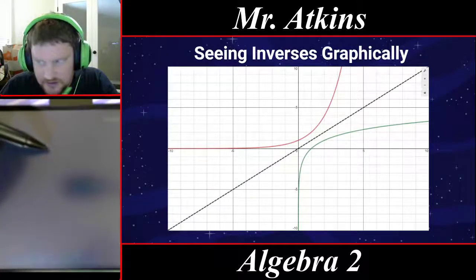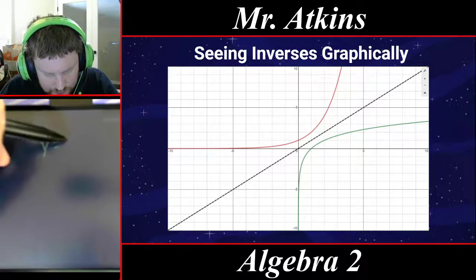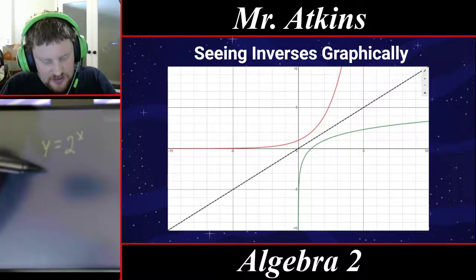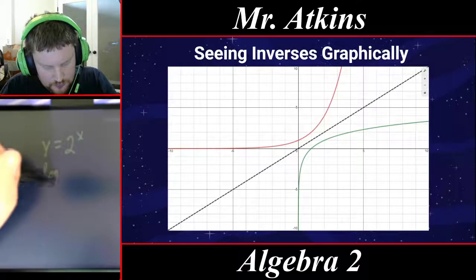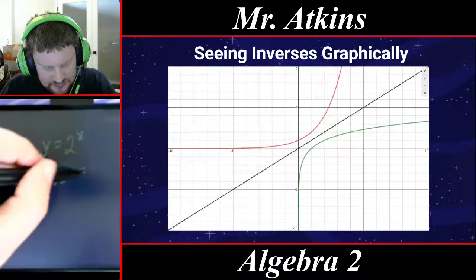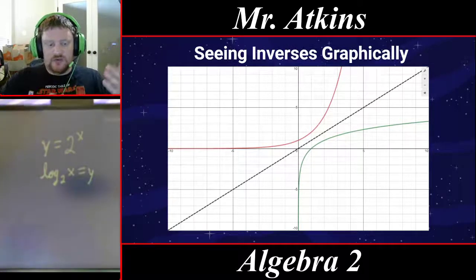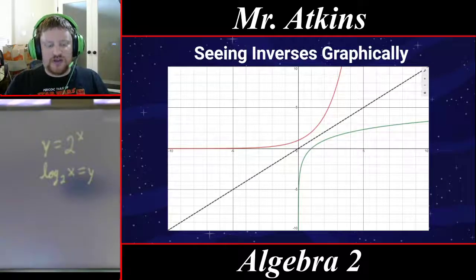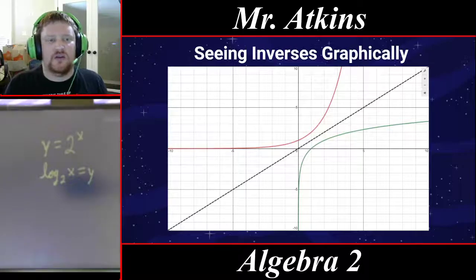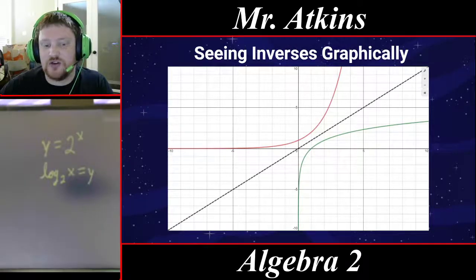So the red line is y equals 2 to the x, and the green line is log base 2 of x. And that's actually y equals that. So these two graphs are inverses of each other, and we will study later in Algebra 2 how the math works and how these are inverses. But we definitely don't need to be worrying about that just yet.